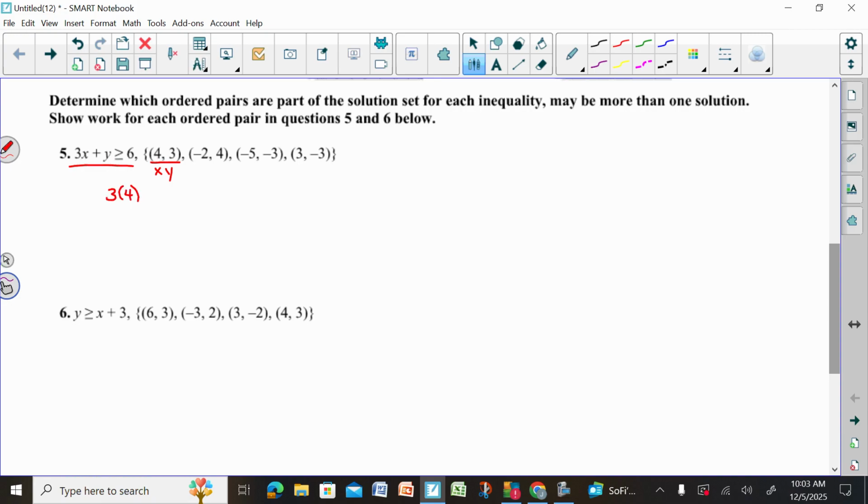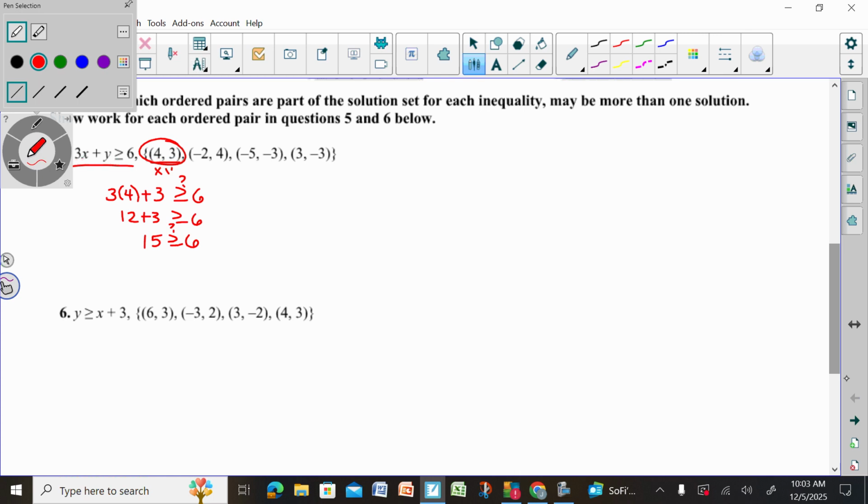So 3 times 4 plus 3, is that greater than or equal to 6? I'm questioning that. And then 3 times 4 makes 12. Is 12 plus 3 greater than or equal to 6? Is 15 greater than or equal to 6? I'm questioning this. 15 is greater than 6. And so I would include 4, 3 as a solution, meaning if I were to graph that, 4, 3 would be in the shaded region. Okay, without having to graph it, that's what we're doing here.